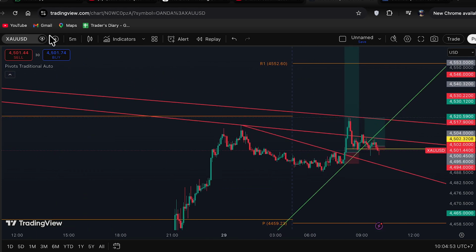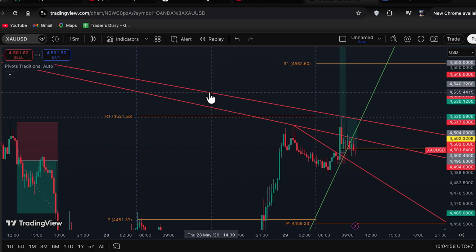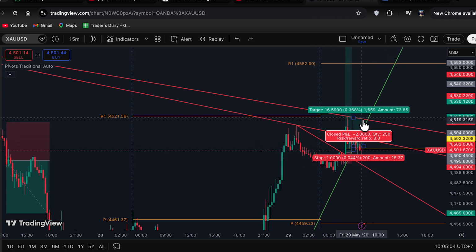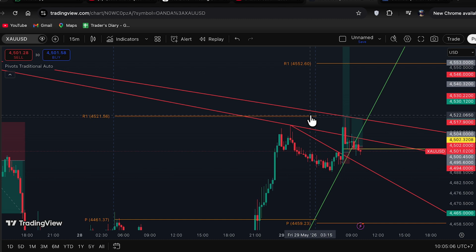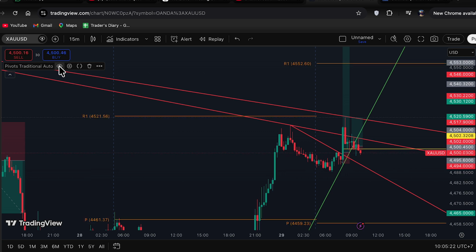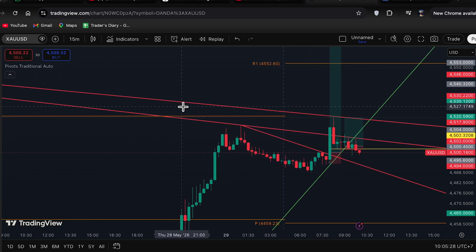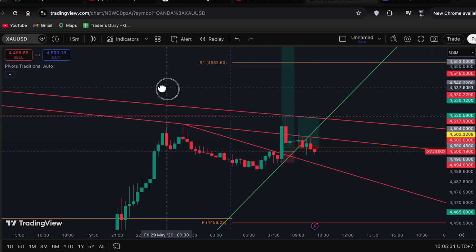Let me go on a 15-minute time frame. It bounced back off this one major trend line, which actually corresponds with yesterday's resistance one from the Pivot Traditional auto indicator, this indicator right here, that I use most of the times to establish take profit zones, but also to see what the important levels are in the chart.